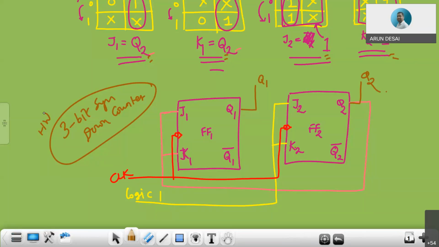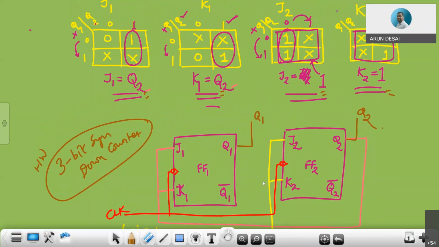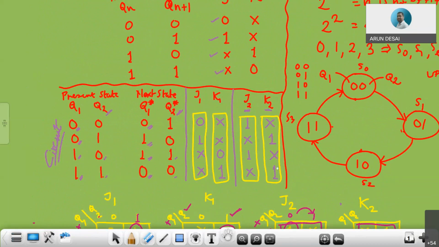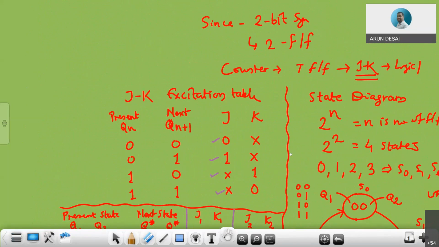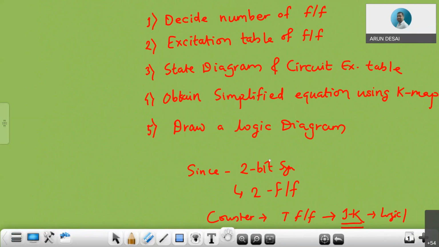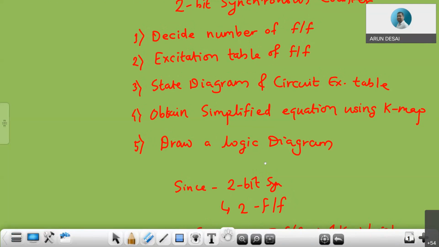I'll quickly revise all those things again. Okay, so those are the steps available. What all steps? We need to decide the flip-flop, then draw the excitation table, the state transition diagram, and the circuit excitation table, then the simplified equation based on the circuit excitation table. We need to reduce that equation by using K-map, and then we need to draw the circuit.